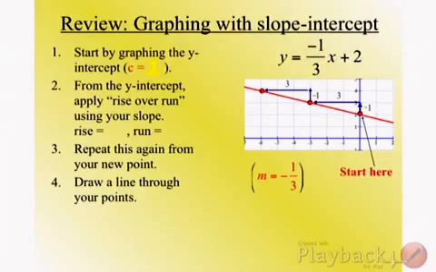From the y-intercept, apply rise over run. So again, my rise is negative 1 and my run is 3. And I can just keep repeating the actions: plus 3, down 1, plus 3, down 1, plus 3, etc. And I end up with a line.